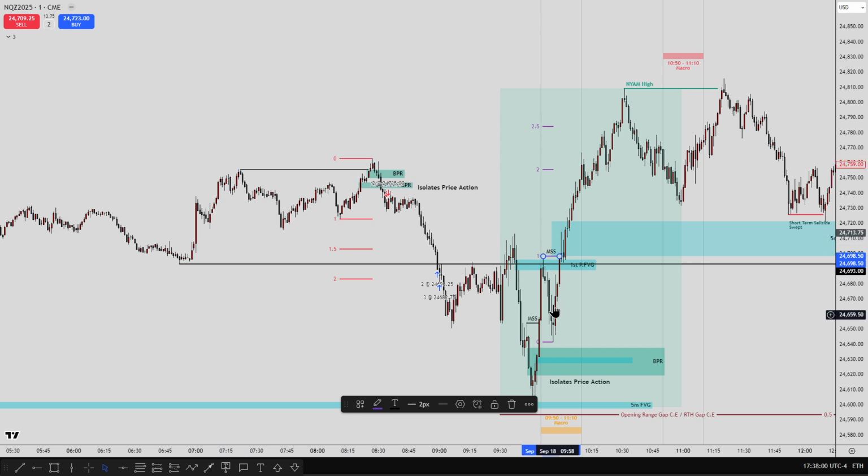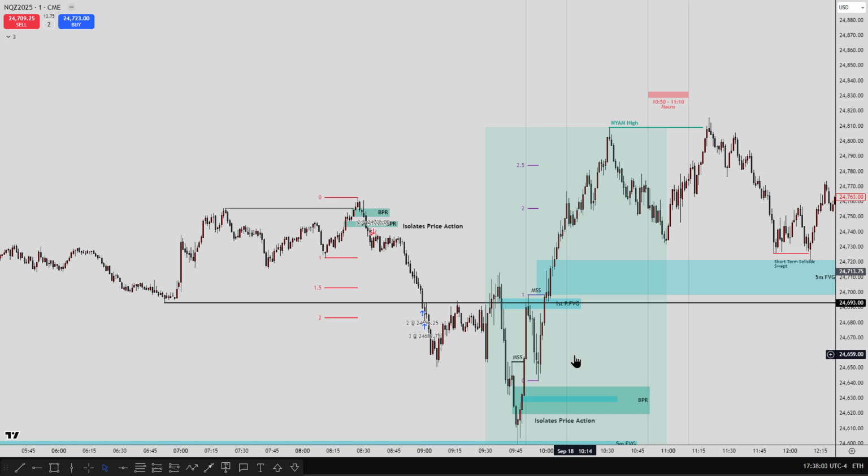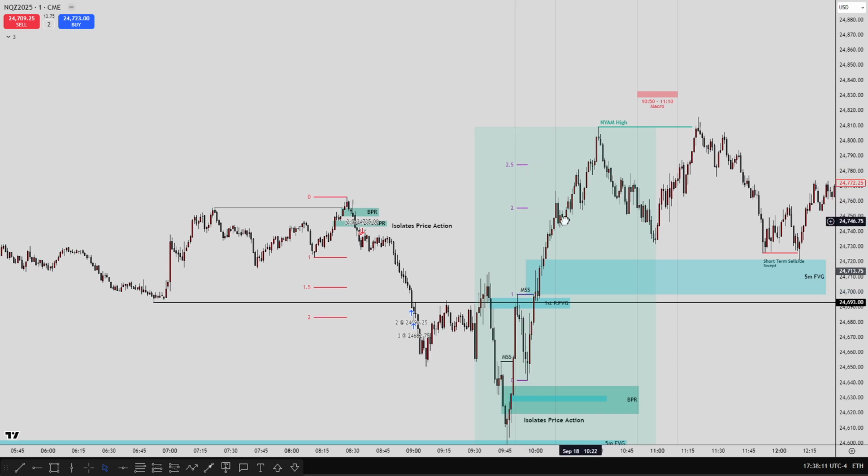This is a mitigation zone or mitigation block. But it still functions the same. We look at 2 standard deviations, 2.5 standard deviations. It does reach into both of those, so that's a distribution expectation.